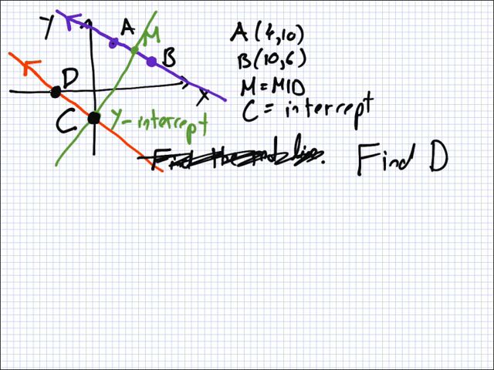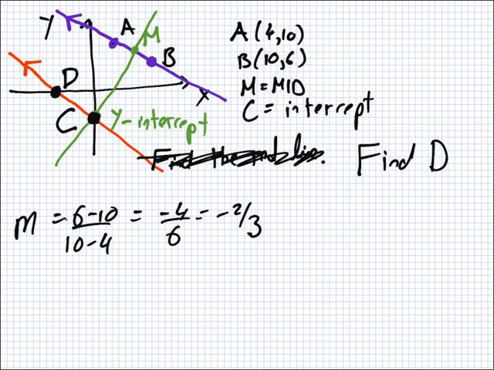Got it? Let's have a look. Okay, first let me get the slope of AB. That would be 6 minus 10 over 10 minus 4. No, what am I saying? Sorry, I'm not with it lately. 6 minus 10 over 10 minus 4, right? Minus 4 over 6, which is minus 2 over 3. So the slope I want is 3 over 2.